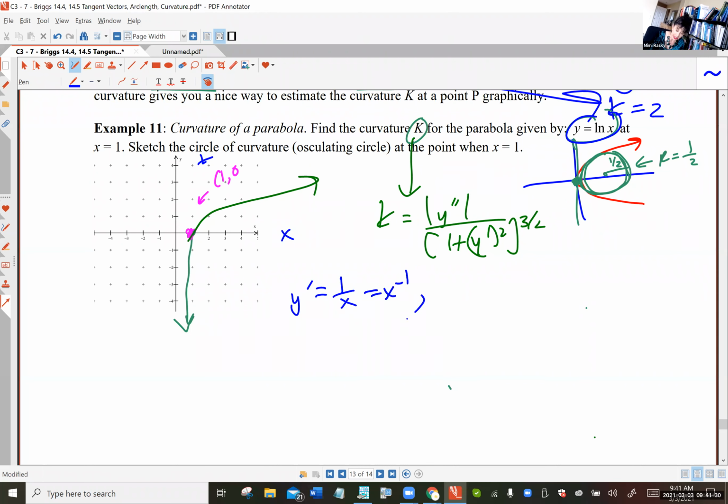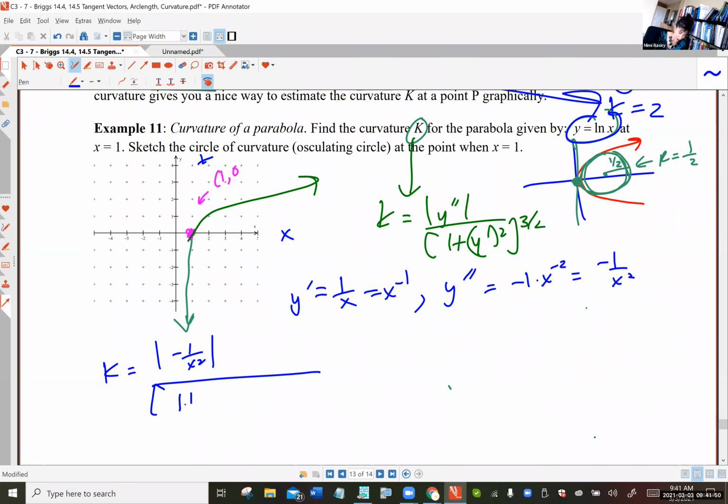Then you're going to need y double prime, okay? And that's going to turn out to be -1 x to the -2, and I rewrite in positive exponents, I get that, fine. Now what? Your curvature is going to be the absolute value of your second derivative. I know this is going to look pretty gross. Divided by 1 plus your first derivative, 1 over x getting squared, raised to the 3/2 power. That is just nuts. Okay.